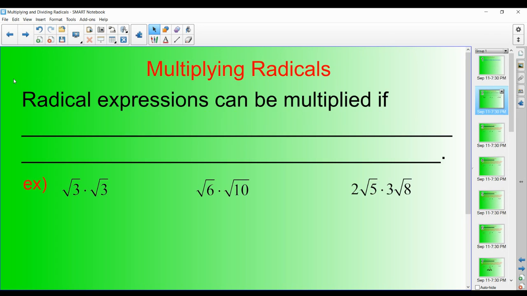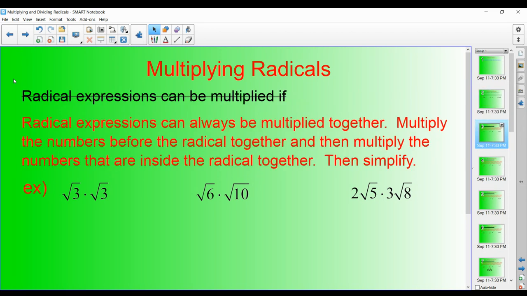So, radical expressions can be multiplied if they follow a certain rule. But actually, they can always be multiplied together. We just have to make sure that you multiply the numbers inside the radical together, and if there are numbers outside the radical, you multiply them as well. Now, if there's just an imaginary 1 before the radical, like in the first two examples, we don't have to worry about that. So you multiply them together, and then we simplify the radical expressions.